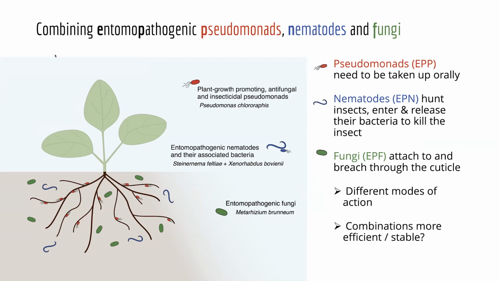For example, if the Pseudomonas have a really hard time in the field in 1 year, the nematodes or the fungi might still have good conditions and might work. So kind of, if one fails, the others take over.